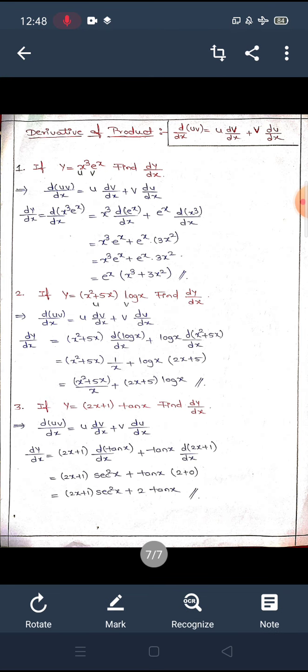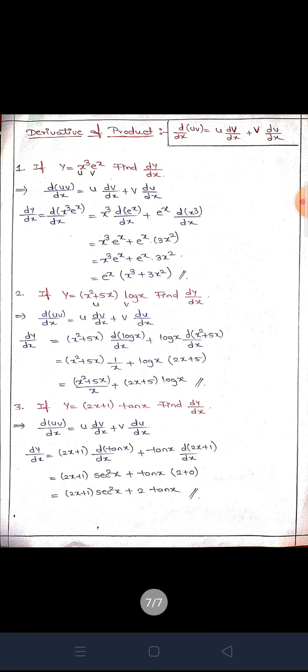derivative of the product, differentiation of u into v. How to write the differentiation of u into v? u dv by dx plus v du by dx. Whenever you have two terms, first and second, that is u into v, that time you have to apply the product rule.